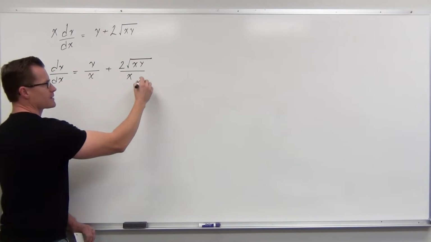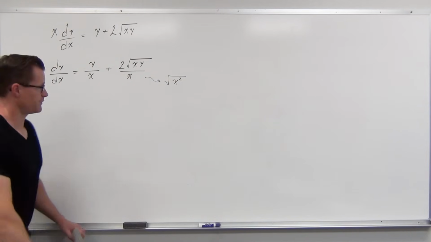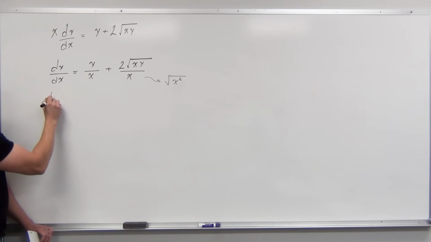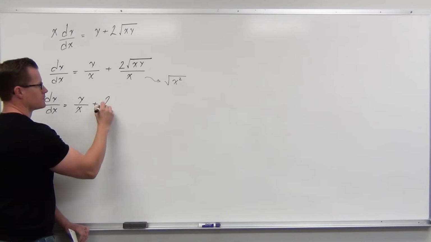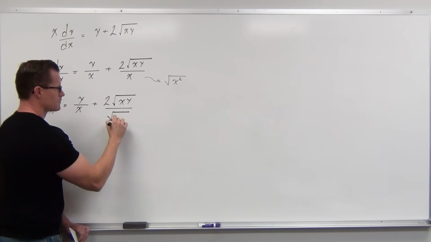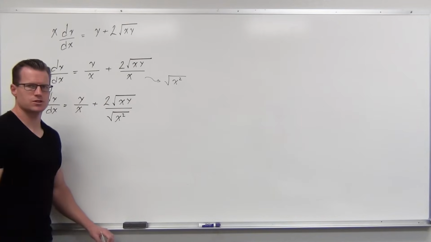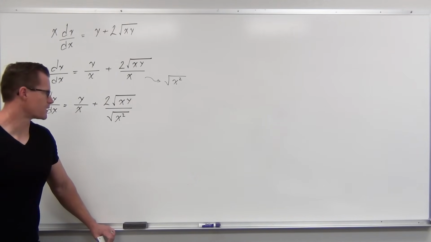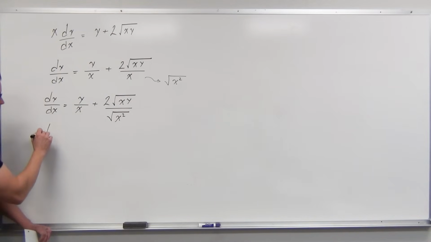So we'll go, okay, yeah, let's just call this the square root of x squared. Fantastic, because if x is equal to the square root of x squared because x is positive there, well, then we can write this as one big square root.